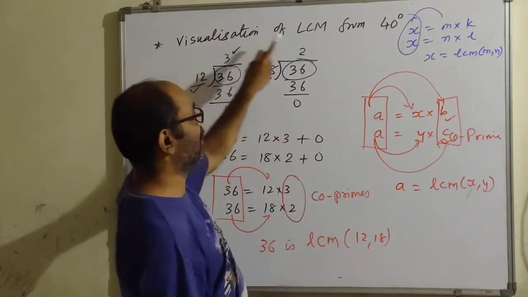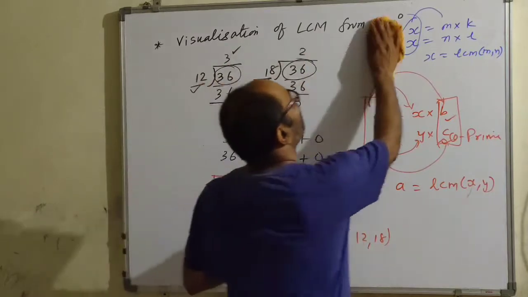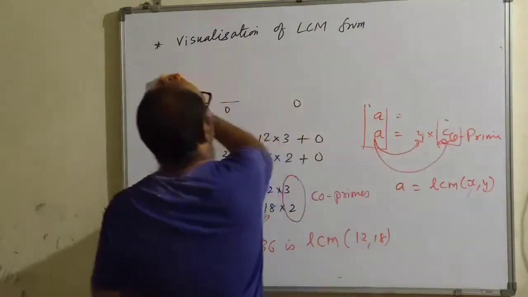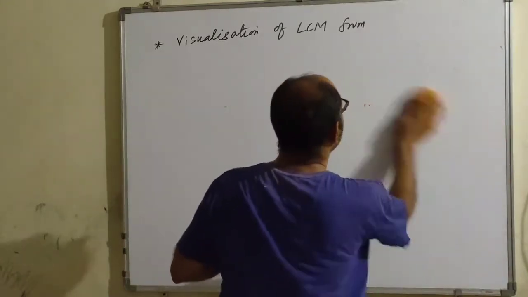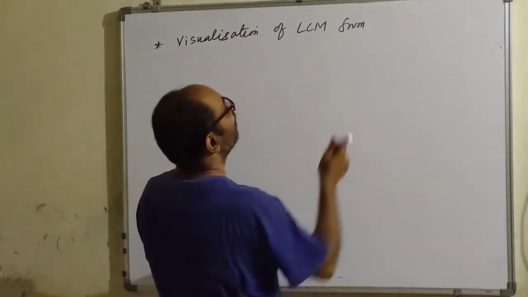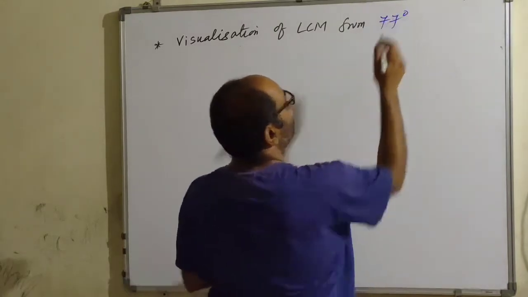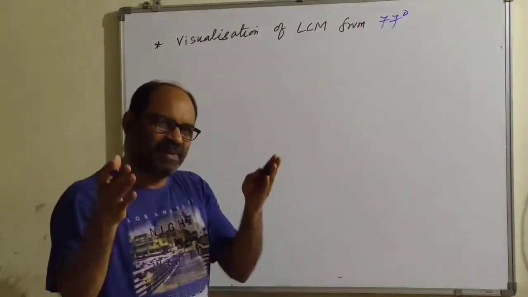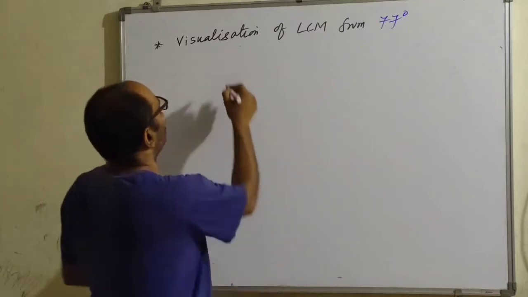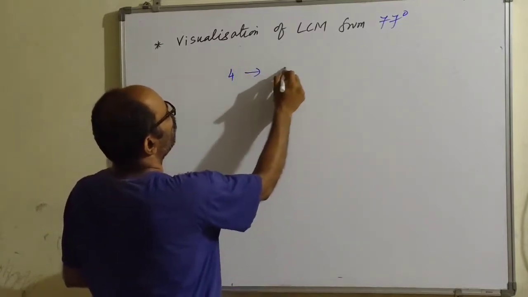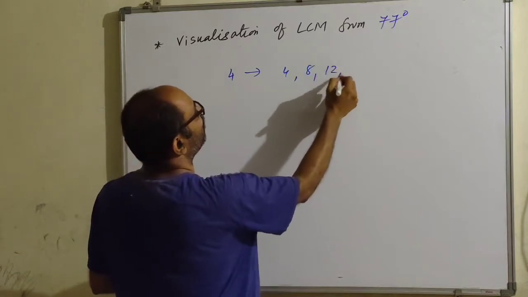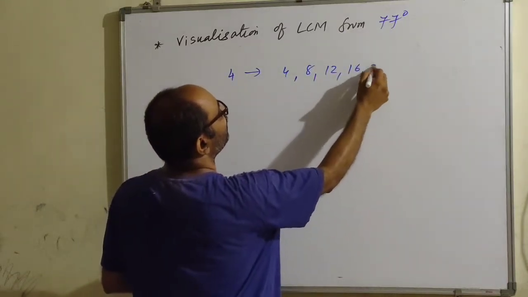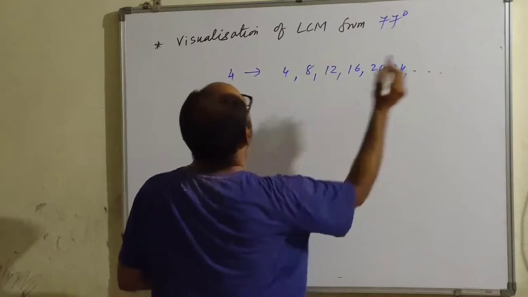Now, visualization of LCM from angle of measure 77 degree. And what is that? That is the basic concept of LCM. Like we have seen, 4. What are the multiples of 4? 4, 8, 12, 16, 20, 24 and so on.